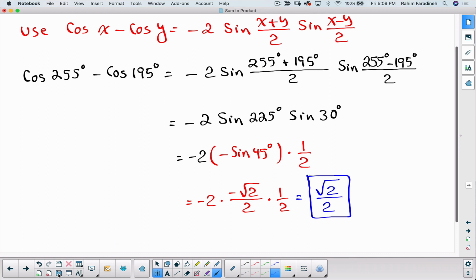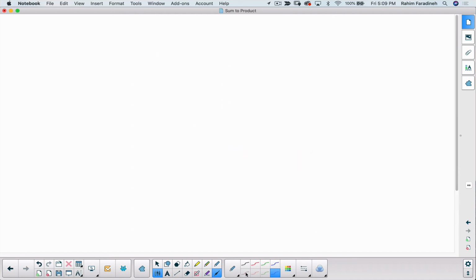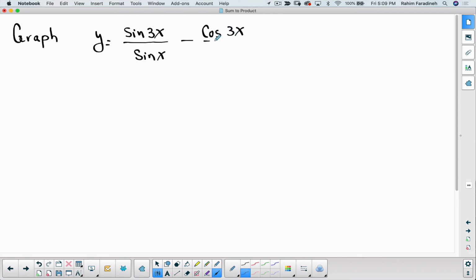One more example. We want to graph y equal to sine 3x over sine x minus cosine of 3x over cosine x.